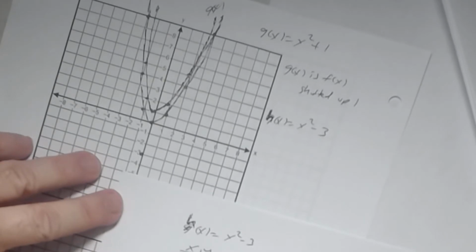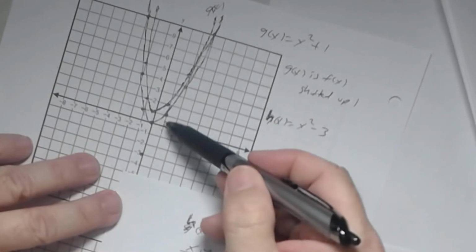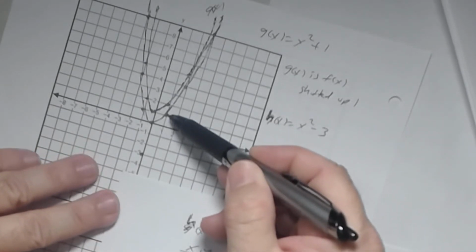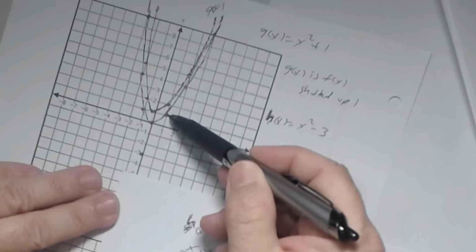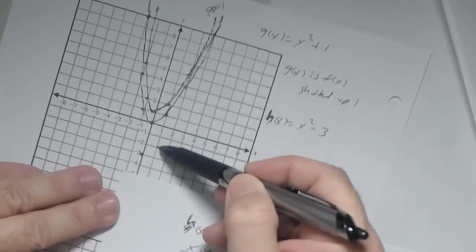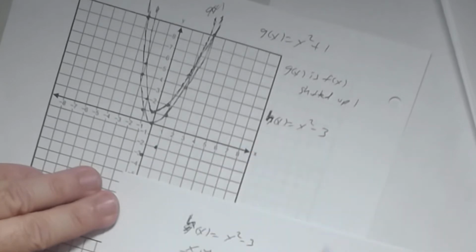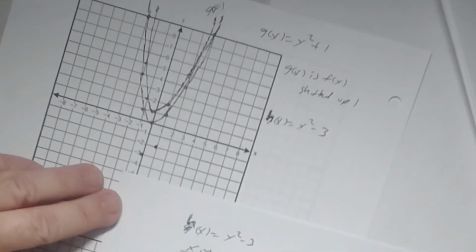Then if x is 1, I get 1 squared minus 3, which is -2. It better be -2, because this says I take the point where x is 1 here and I could go down 3. 1, 2, 3. And is that 1, -2? Yes.